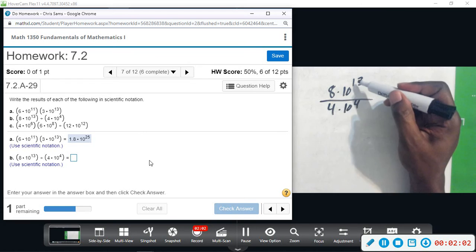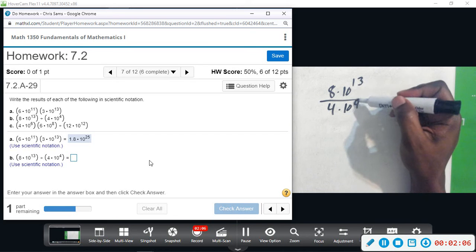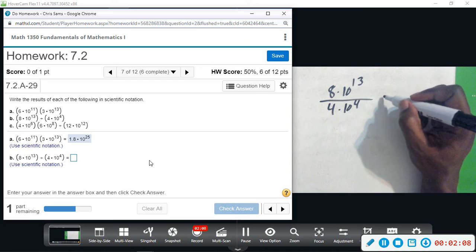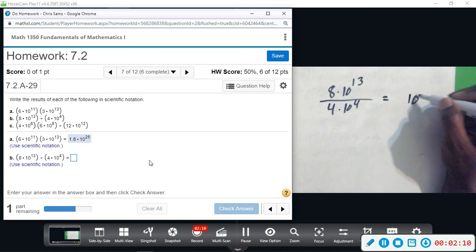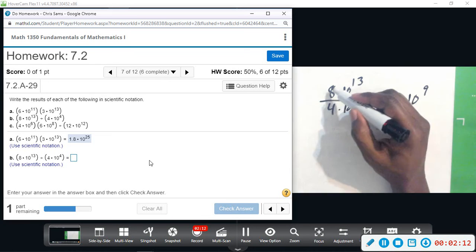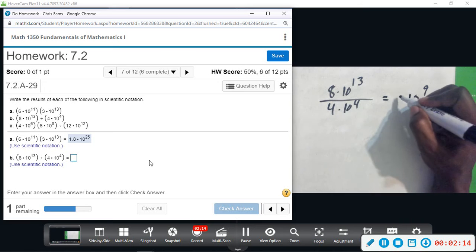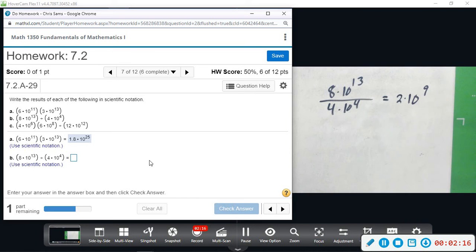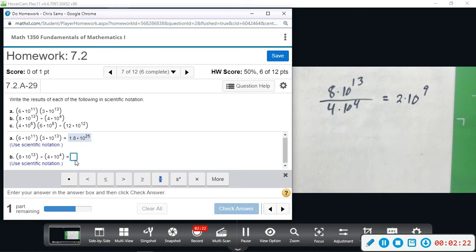Okay. Property of exponent says when you're dividing same base, you subtract the exponent. So 13 minus 4 will give us 10 to the 9th. And then 8 divided by 4 is just 2. So we have 2 times 10 to the 9th. We don't have to move any extra decimals or anything. So scientific notation, 2 times 10 to the 9th.